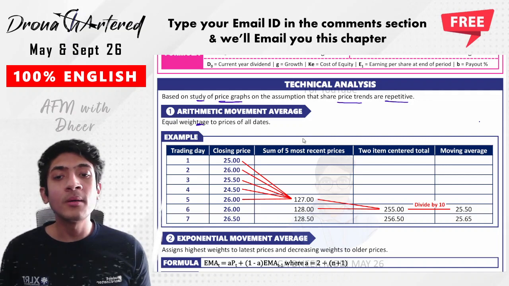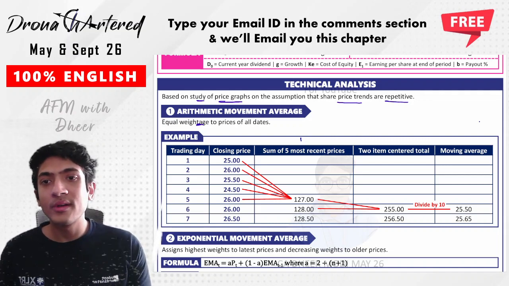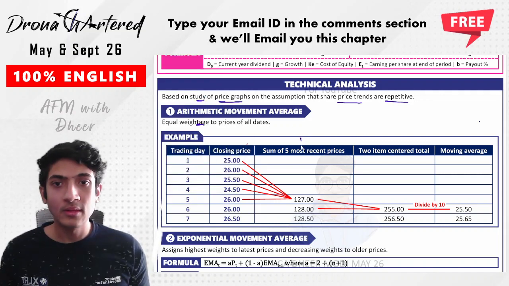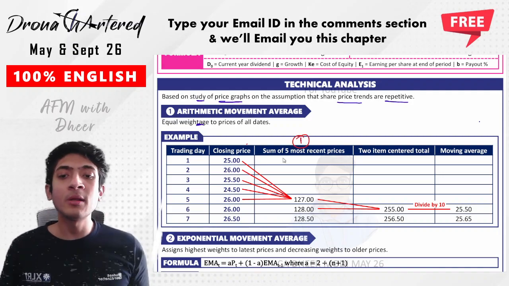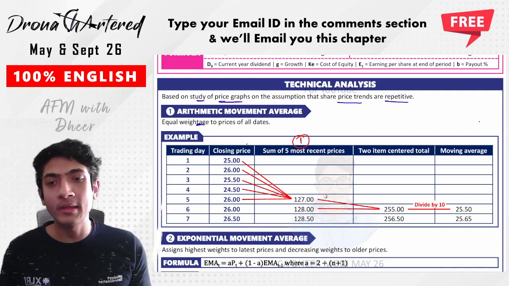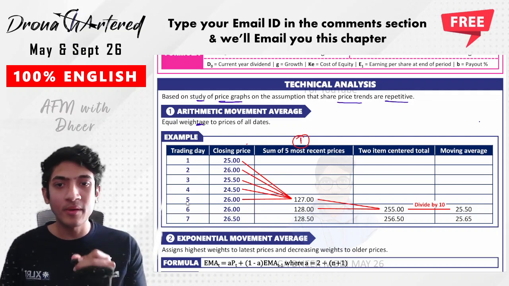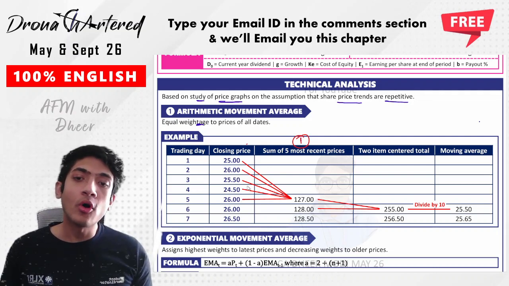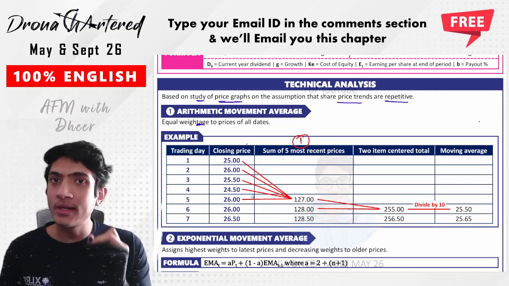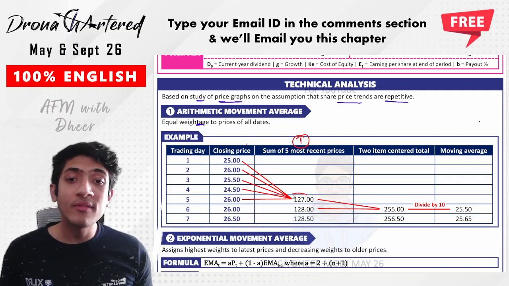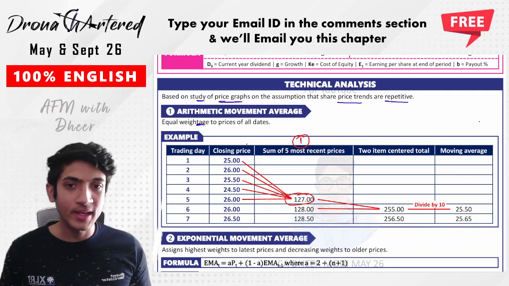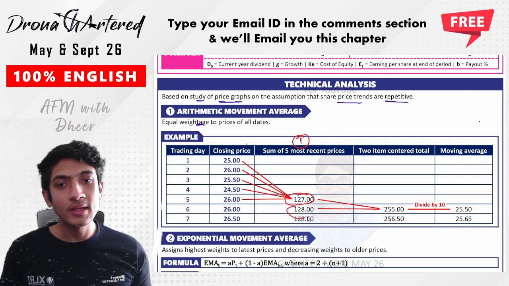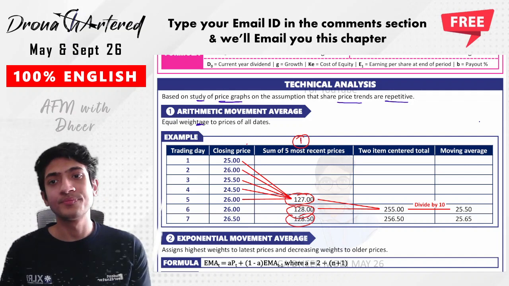You calculate the sum. Let's use a different color. You will calculate the sum of the 5 most recent prices. So for the 5 most recent prices, we come to trading day number 5 and take the sum of day 5, 4, 3, 2 and 1. We get a sum of 127. Similarly, we do this on day 6 and day 7, and we get these sums respectively.